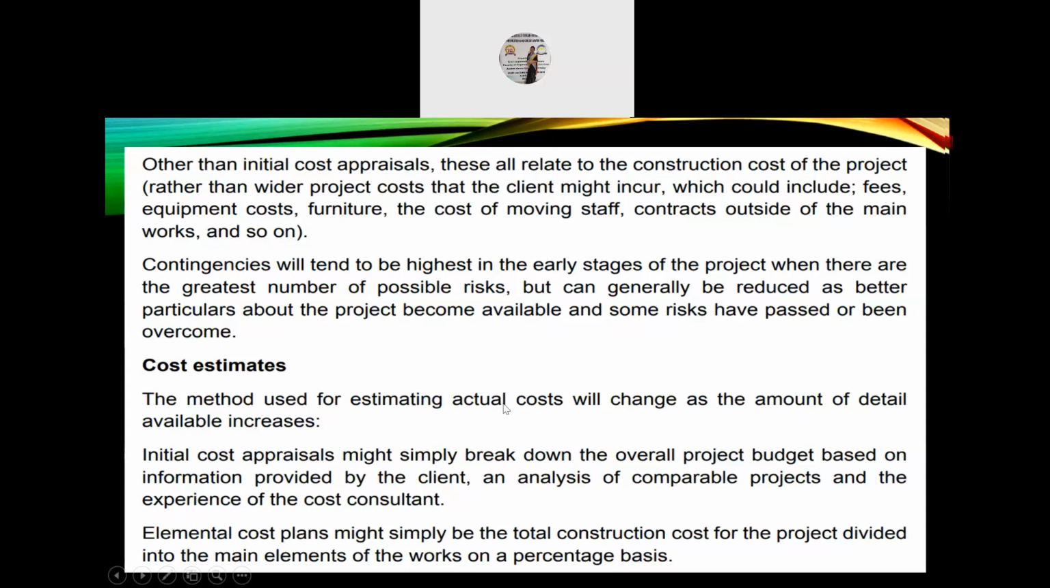Cost estimates. The method used for estimating actual costs will change as the amount of detail available increases. Initial cost appraisals might simply break down the overall project budget based on the information provided by the client, an analysis of comparable projects, and the experience of the cost consultant. Elemental cost plans might simply be the total construction cost for the project divided into the main elements of the works on a percentage basis.